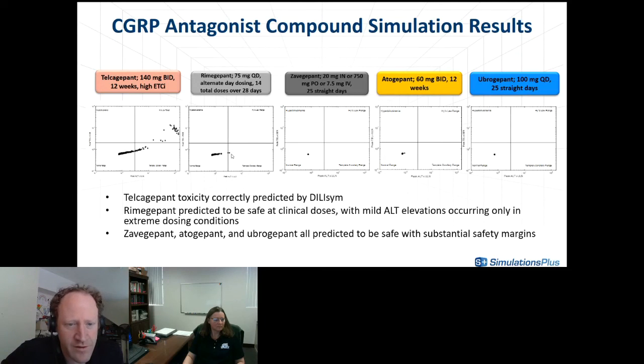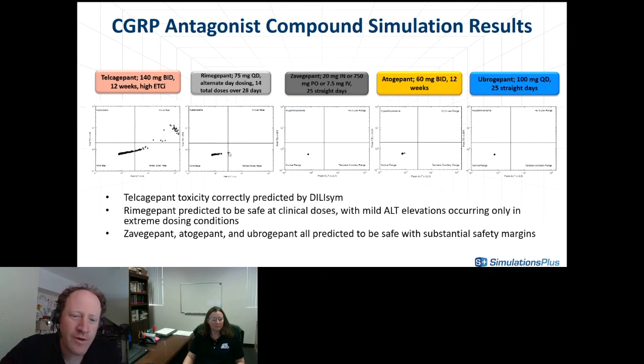When you cross into this right quadrant, this vertical line is at 3-fold the upper limit of normal for ALT. The horizontal line is at 2-fold the upper limit of normal for bilirubin. If you cross over into this right quadrant, it's the maybe dangerous, but maybe not range. And if you're up in this top right quadrant, that's the Hy's law range. That means you're almost certainly going to get some people progressing to fulminant liver failure if you get too far into dosing with that particular compound. If you see people up in the Hy's law range, that drug is not getting approved.